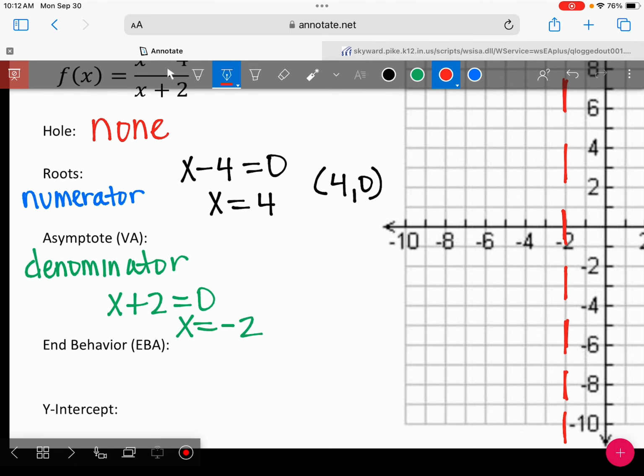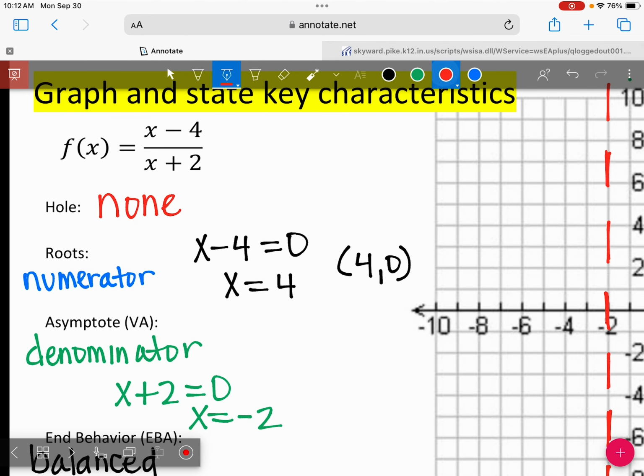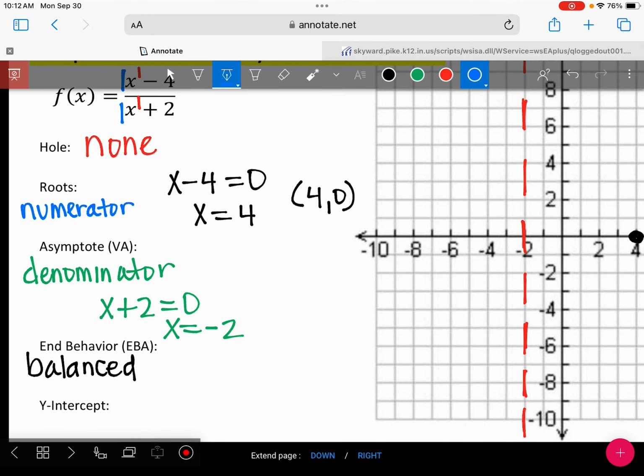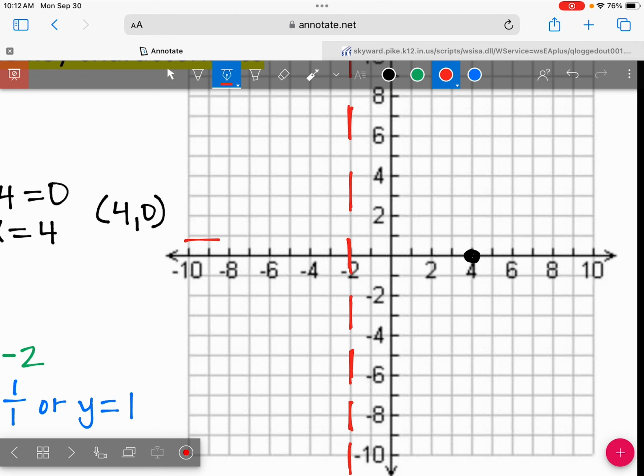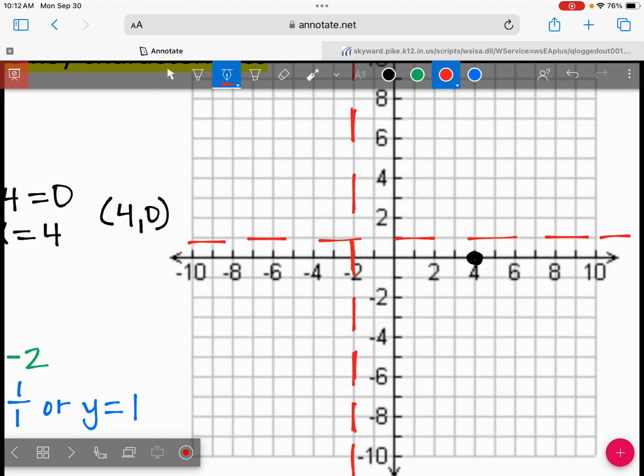Our end behavior, so this is a balanced graph. It's balanced because they're both first degrees. We have a first degree divided by a first degree. So because we have a first degree divided by a first degree, I'm just going to divide my leading coefficients, which happen to be 1. So for my horizontal asymptote, it would be y equals 1 divided by 1, or y equals 1. So I'm going to draw that in dashed also, and I'm going to use my red. So we have 2 asymptotes.